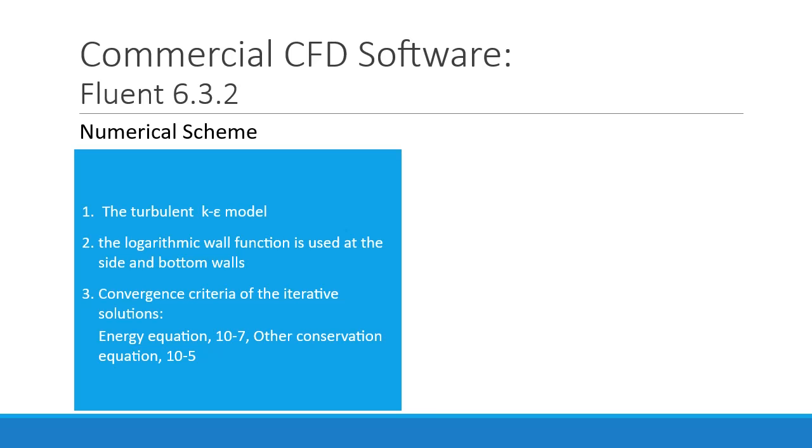It starts by defining the numerical scheme first. First setup is that the turbulent model is set with the K epsilon model. And second setup is that the logarithmic wall function is used at the side and bottom walls. And the last one is the convergence criteria of the iterative solution, set as 10 power minus 7 for the energy equation, and 10 power minus 5 for the other conservation equations. Once again, I think it needs further explanation why these parameters are chosen. Although the ANSYS user manual has a pretty comprehensive explanation, it will be much easier for us to understand if it is explained here as well.